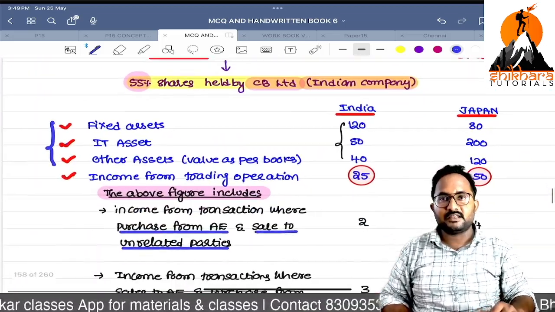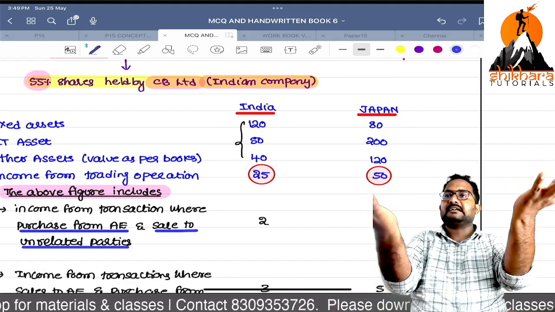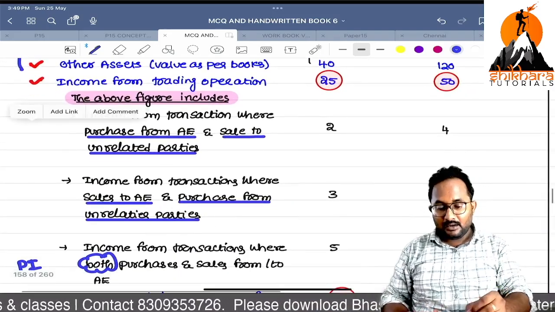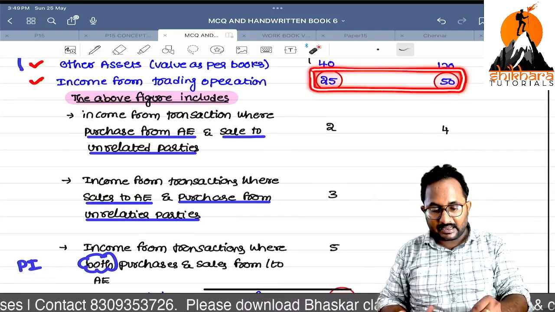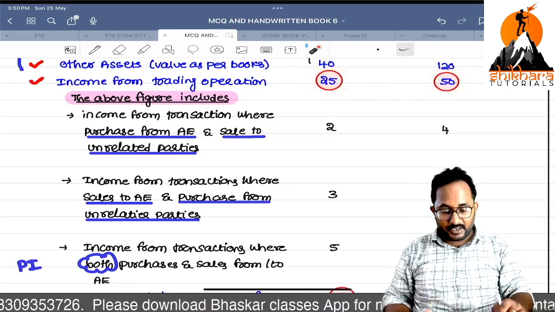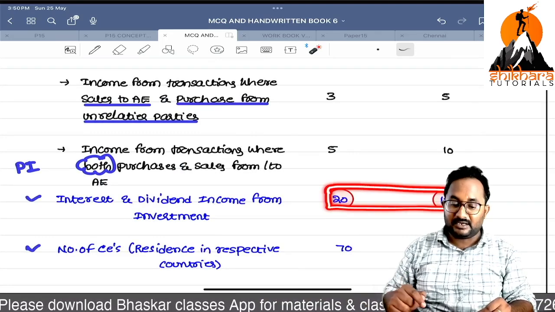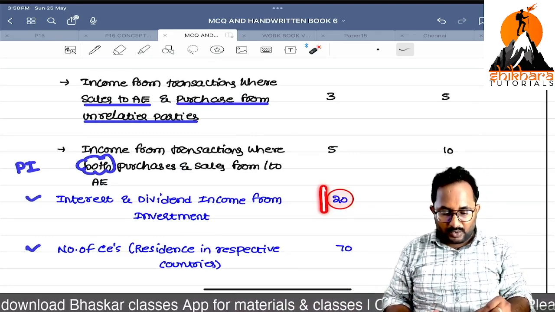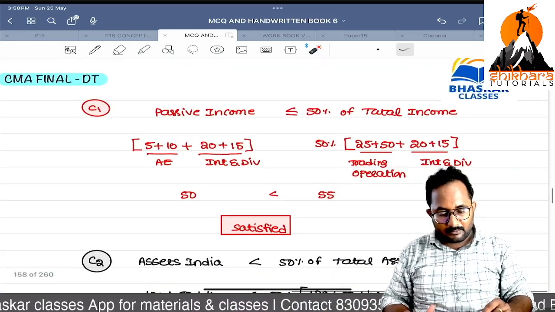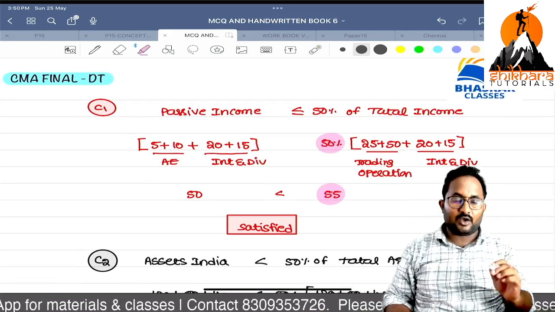Now, we can verify the conditions one by one. First condition, passive income versus 50% of total income. Now, can you tell me total income means what? Trading operations related. Please calculate the total income of that Workbook Limited. 50 plus 25. And this is also income only, but that isn't business income. It is an income from other sources, taxable income. Totally how much income? 20 plus 15. Next 25 plus 50. Total? 110.